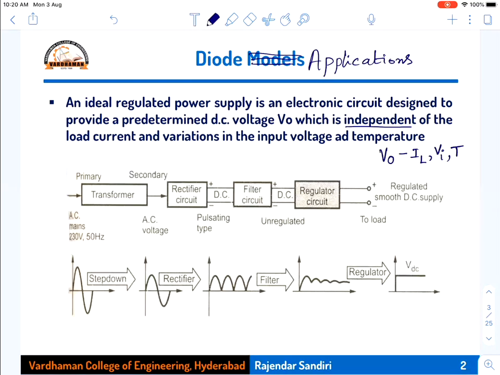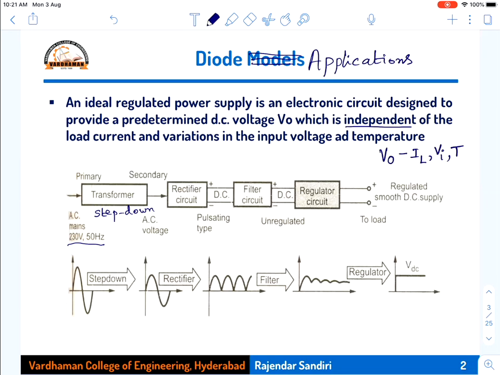The regulated power supply consists of 4 blocks, as we have already seen. The first block is the transformer. To the primary winding of the transformer, we apply the AC supply, which is 230 volts, 50 Hz. The AC mains is connected to the primary, and the secondary is connected to the rectifier circuit. This transformer is a step down transformer, which converts a high voltage into a low voltage. The high voltage applied at the primary is 230 volts, which is very high.